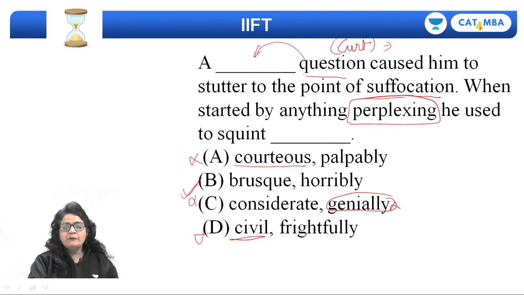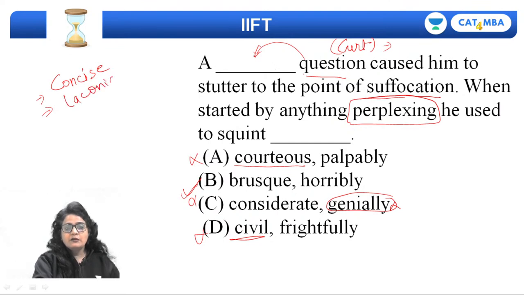So please remember, when I say, please make your answers concise or to the point, or this word, which is also used for abridged.